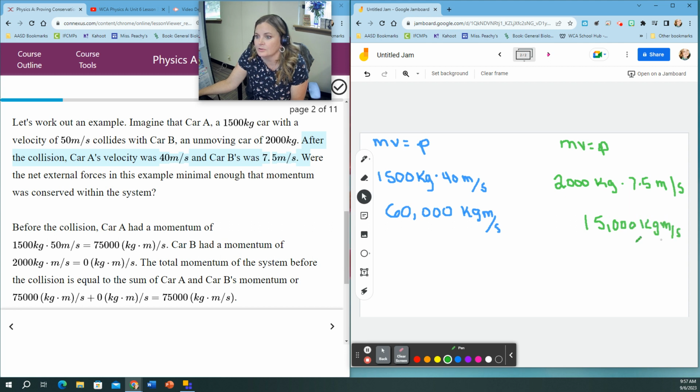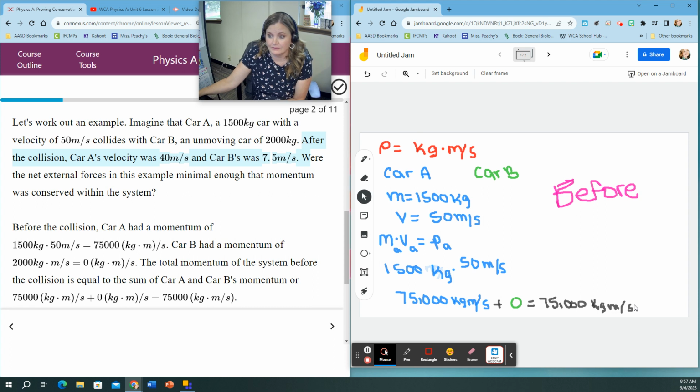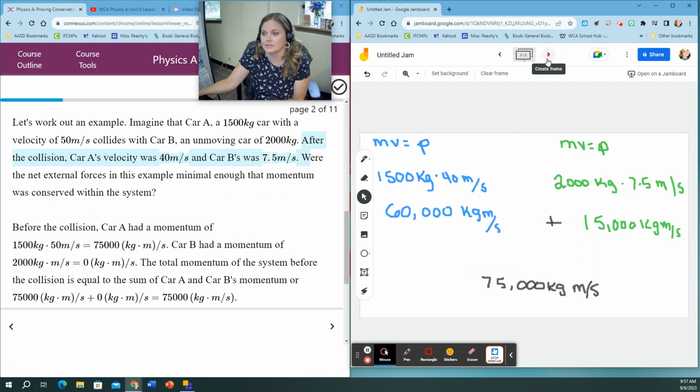So in order to figure out our total momentum, we add those two together, just like we did on the previous slide. And this time we get 75,000 kilogram meters per second. So before the collision, we have 75,000 kilogram meters per second, and after our collision, we get 75,000 kilogram meters per second.